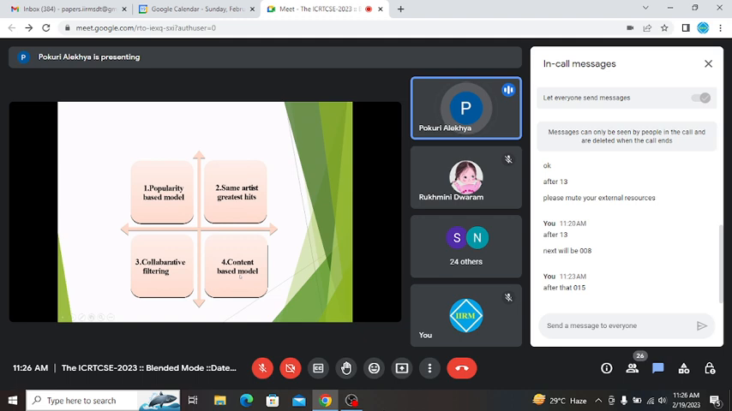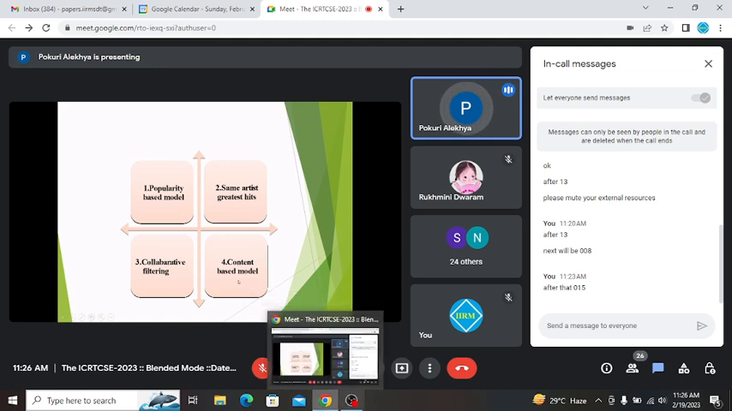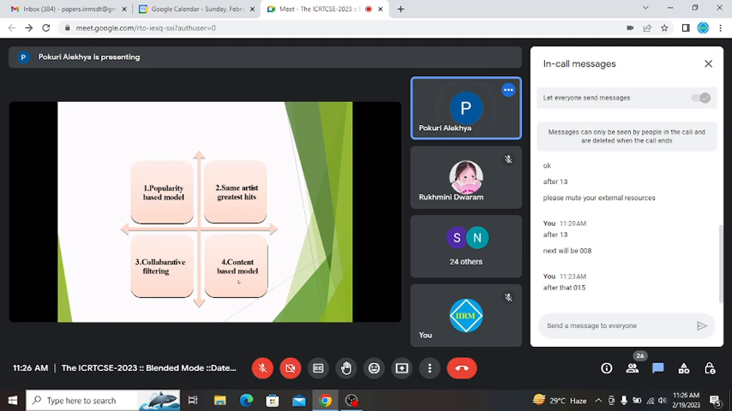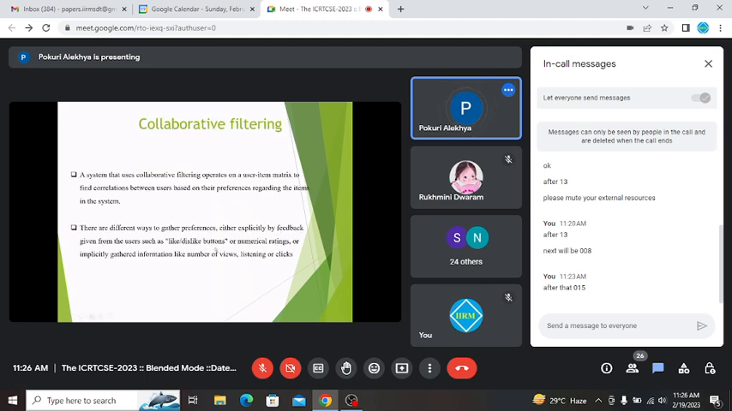Content based modeling means it will take the user's history, sir. The main thing we have used here is the content based model, sir. That means it will take the user's past play history and filter what he needs, what he is interested in, whether he is interested in melody, pop song, beat song, like that. These are the four types of filtering techniques, sir.